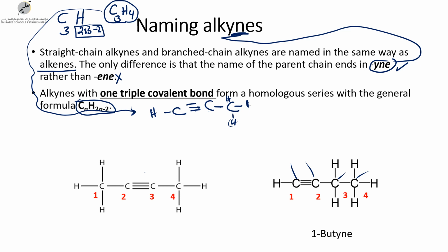If we have a look here, you have 1, 2, 3, 4. So the location of the triple bond is going to be carbon number 2. So this will be 2-butyne. Okay? Why Y and E? Because we have a triple bond here.